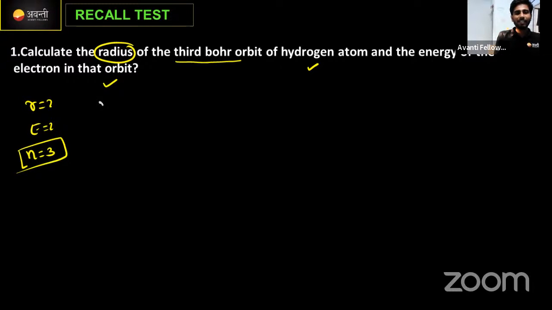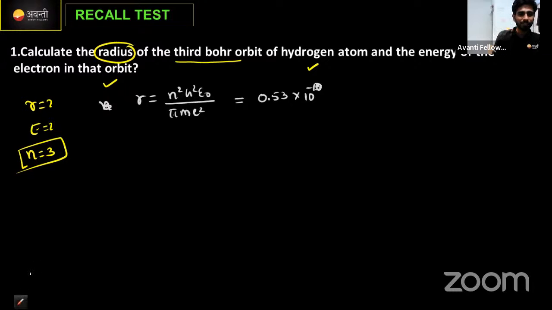While calculating the radius, guys, we will write r value is equal to n square h square epsilon naught divided by pi m e square. This is the formula. Correct? Don't go through everything all the time, because h, epsilon naught, pi, m, e square, all these are constant. For the constant value, I already told you a number here: 0.53 angstrom. It is nothing but 10 to the power of -10.